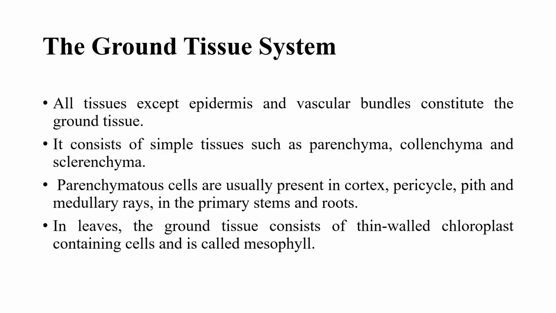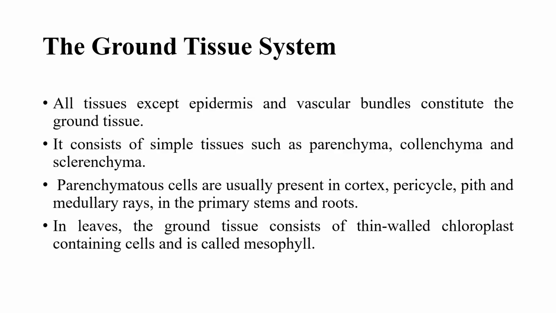So, the tissues present in epidermal tissue system are known as epidermal tissues. Vascular tissue system is known as vascular tissues. All other tissues except epidermal and vascular tissue system are known as ground tissue system. What is present inside ground tissue system? Cortex, pericycle, pith, medullary ray, which are present in primary stem and root, which is present during the primary growth of the plant. And in leaves, it consists of mesophyll cells.